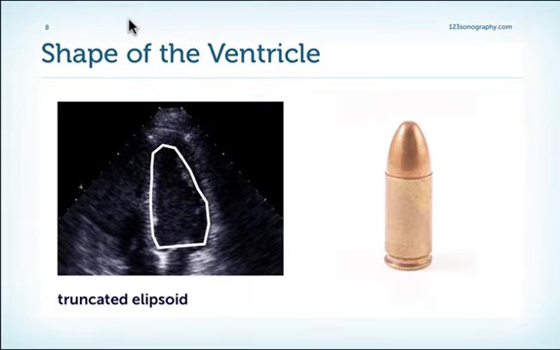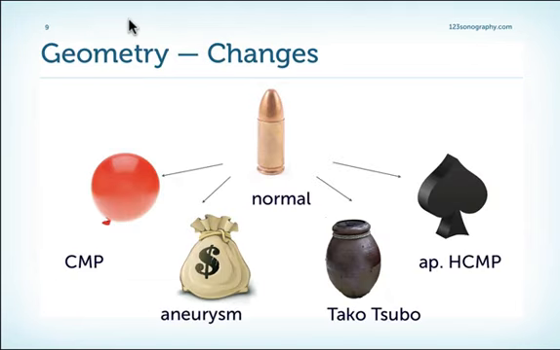The shape of the left ventricle has always been compared to that of a bullet. Geometrically, it has the shape of a truncated ellipsoid. This is important to know because a number of pathologic states can alter the shape of the left ventricle, and only by looking at the still image, even without looking at the function of the heart, you can, for example, determine that the patient must have a pathology. For example, our cardiomyopathy patient who has a more rounded shape, an aneurysm, a Takotsubo disease, we'll be talking later about what Takotsubo is, or an apical hypertrophic cardiomyopathy.